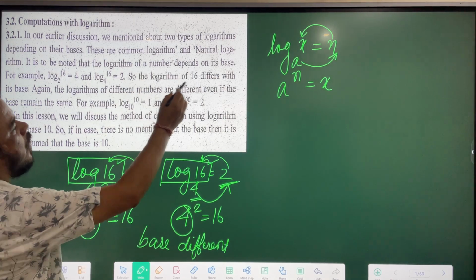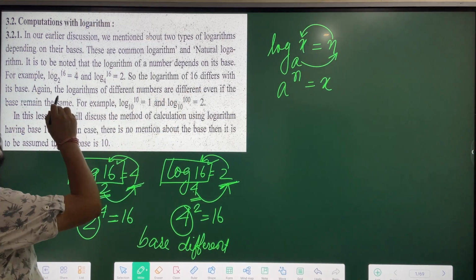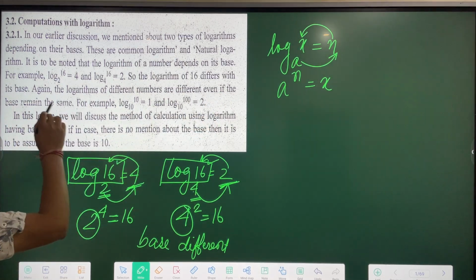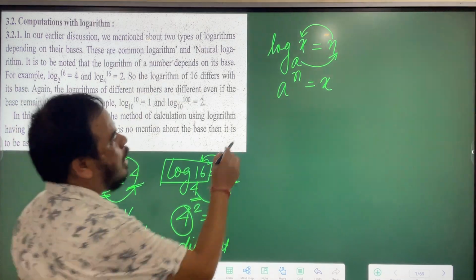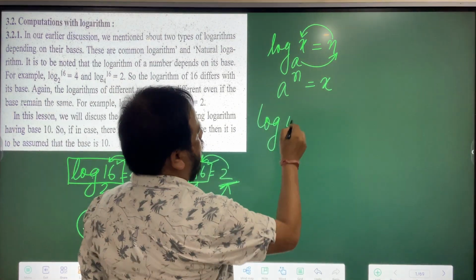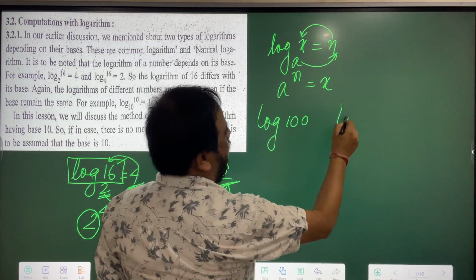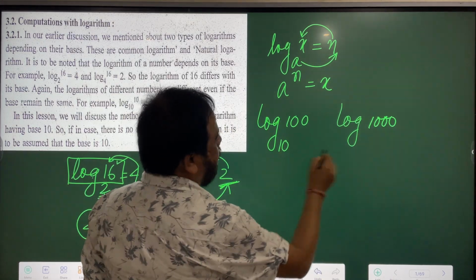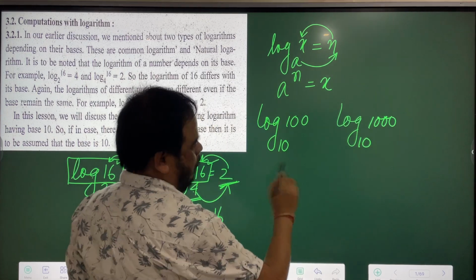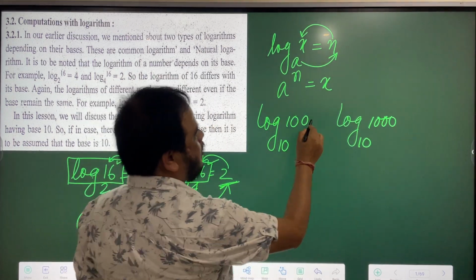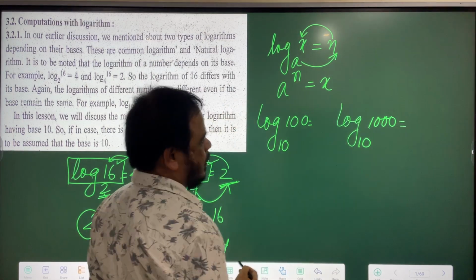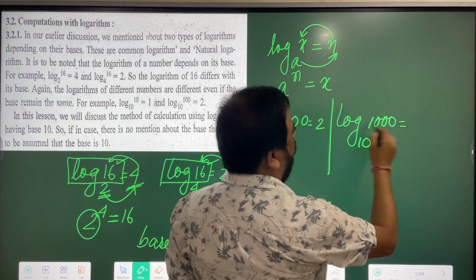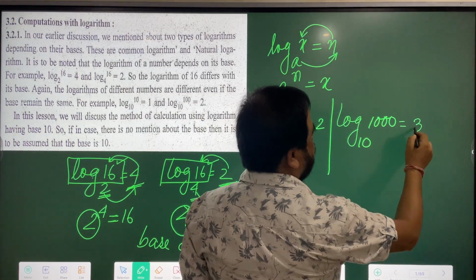Now second, the logarithm of different numbers are different if the base remains the same. Now base same, log 100 and log 1000. Here base is 10, here also base is 10. Base same now. But here the value will be different. Log 100 base 10 will be 2. Log 1000 base 10 will be 3.